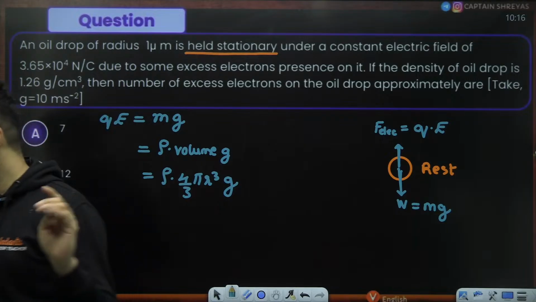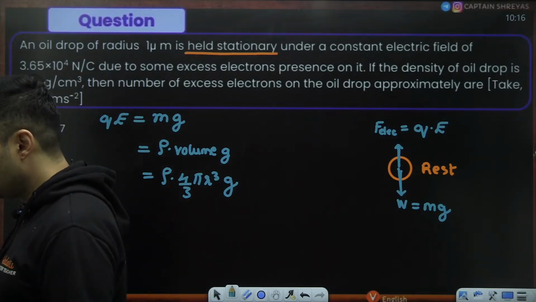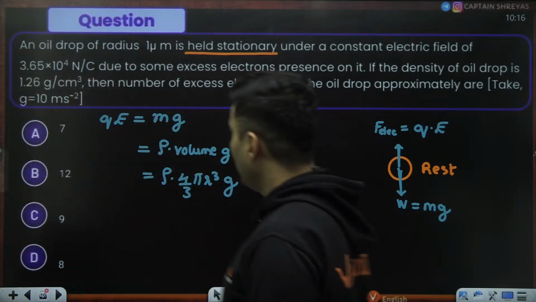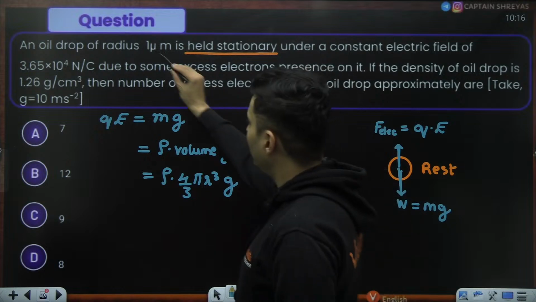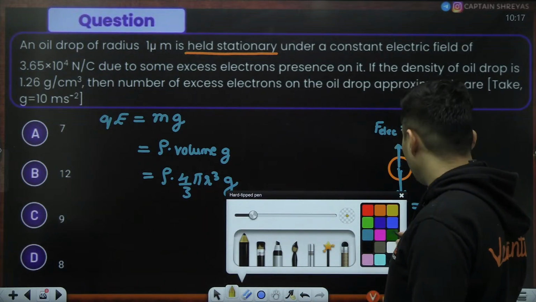Radius is not given. What do you do, guys? Radius is not given over here. What do you do now? Okay. An oil drop. Oh no, radius is given. My bad. It is given. Yes. Sorry, guys. Okay. Then we can solve the problem. Then there is nothing in it.